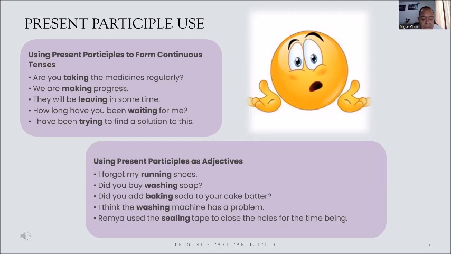They also function as adjectives when used before a noun. Let's see some examples. I forgot my running shoes. Did you buy washing soap? Did you add baking soda to your cake batter? I think the washing machine has a problem. Remia used the sealing tape to close the holes for the time being.